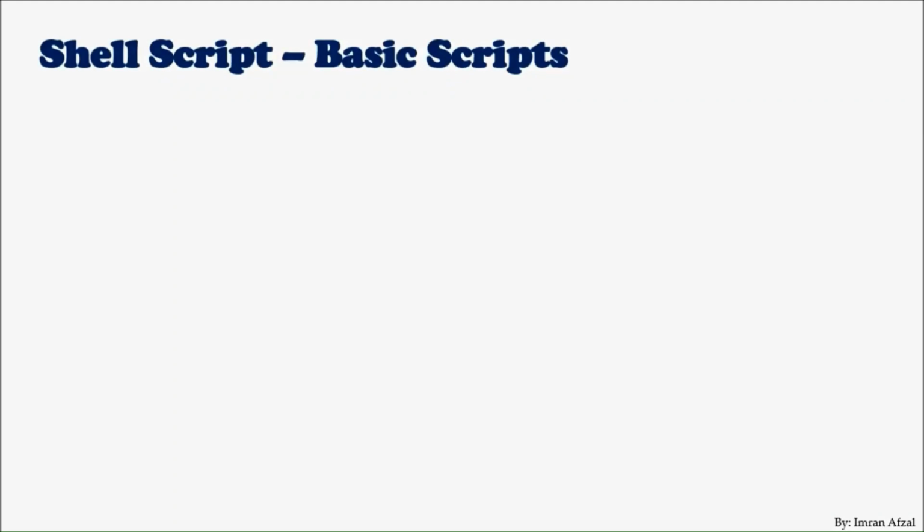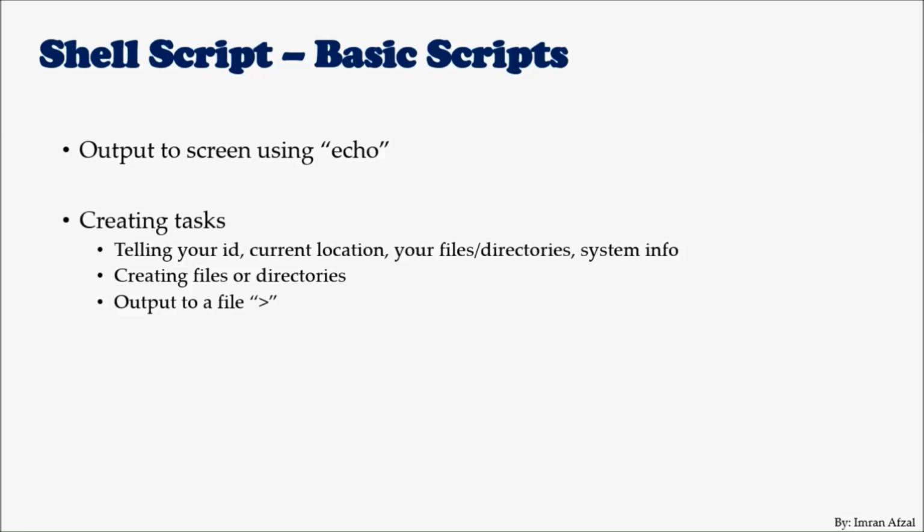Now, basic shell scripts, and that is fun. That's where we're actually going to write shell scripts, and we're going to run a very small shell script to get you started, and you will have your own little commands that you could run. Some of the shell scripting we could cover is outputting to the screen using the echo command. We could create tasks such as telling what your ID is, your current location, the files and directories, and some of your system information. We could also create a script that will create files or directories for you.